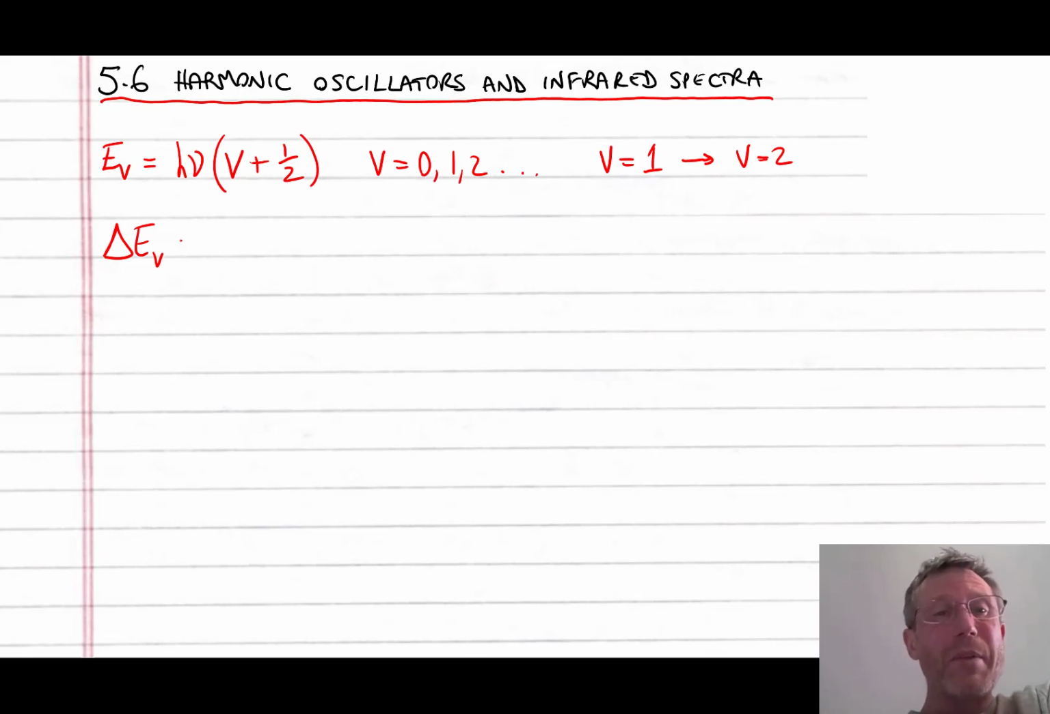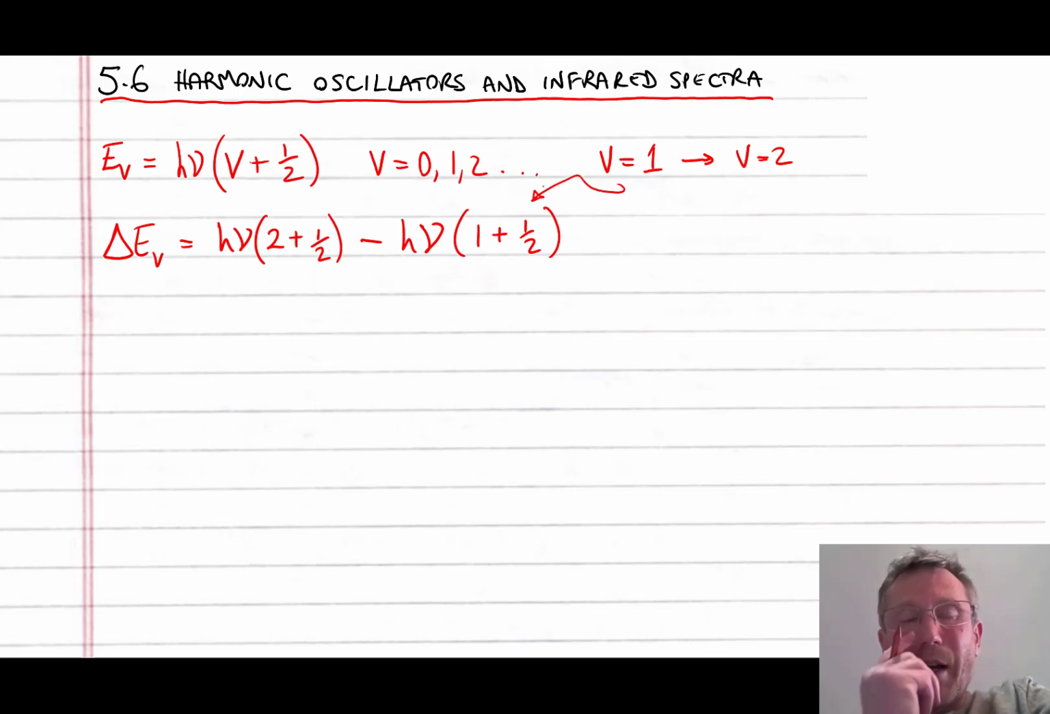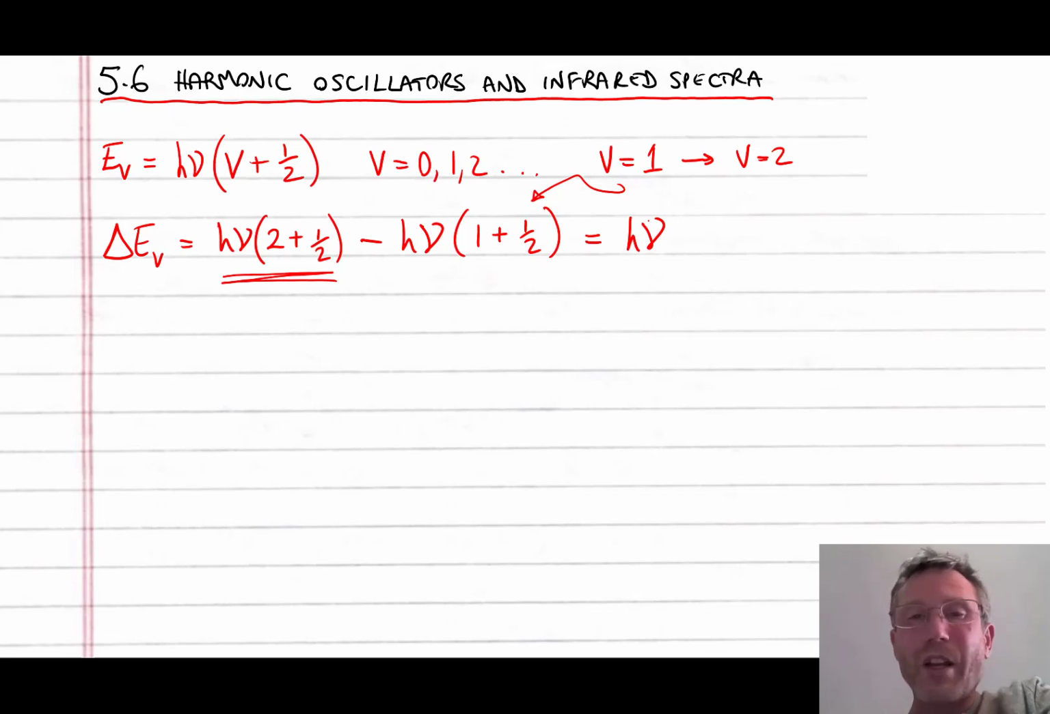Well, that change in energy would simply be equal to h nu, and where v equals 2 initially, we get (2 plus 1/2) minus (1 plus 1/2), times h nu. So v equals 1 is this term, and v equals 2 is this term, and therefore we're left with h nu. Everything cancels, and so what we're going to write down here is h nu obs, the observed frequency.